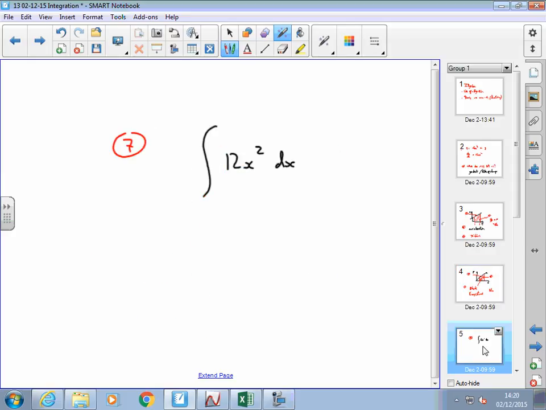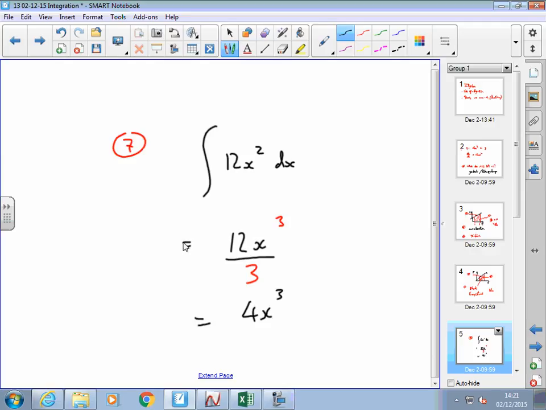Finally, integrate this. Anybody have a go at it? Paul? Right, good. Excellent. What we do is we take our 12x squared, add 1 to the power and divide by the new power, you might remember from last year. So we get 12x cubed over 3, which comes to 4x cubed. But then we have to add something at the end. Can you remember what that is? Yeah, we add c, this constant of integration.